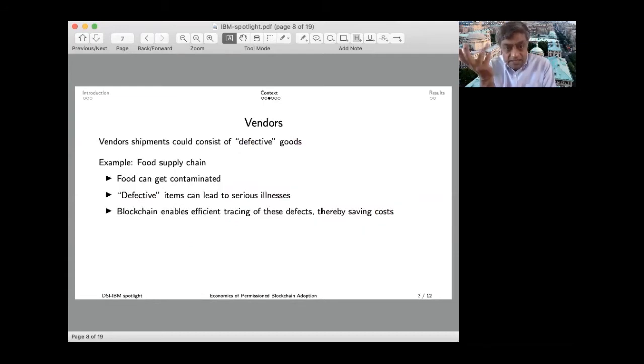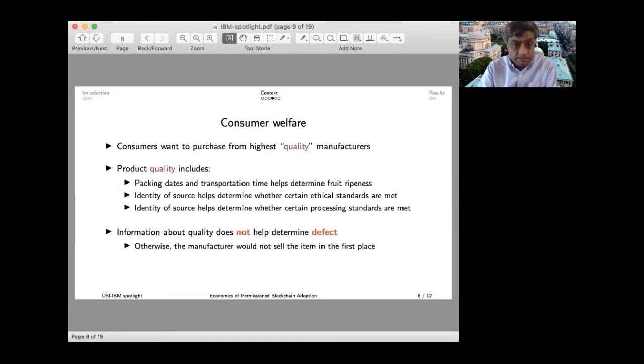So vendor shipments, as I said, could consist of defective products. The example to keep in mind is that a vendor is a farmer. They produce food. The food can get contaminated. These defective items could lead to serious illnesses, and the blockchain enables efficient tracing of these defects and thereby saving costs. Consumers want to buy from the highest quality manufacturers, and the quality domain here is slightly different from defect.